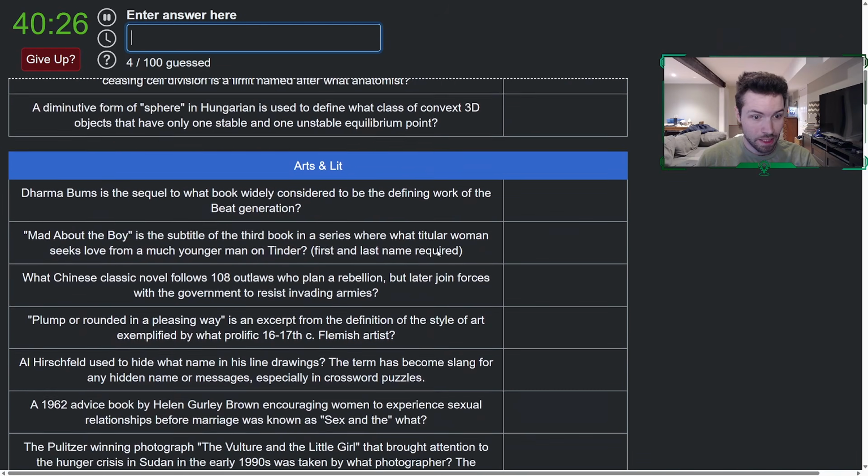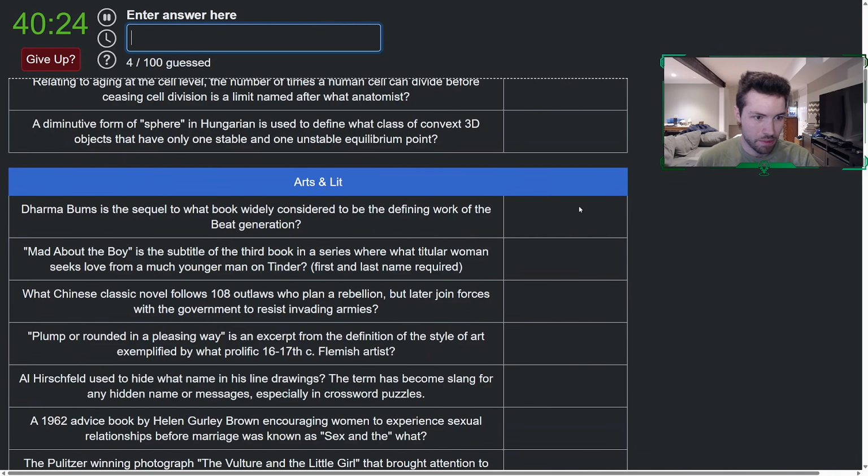So unfortunate. Dharma Bums is the sequel to what book widely considered to be the defining work of the Beat Generation? Probably On the Road by Jack Kerouac. Mad About the Boy is the subtitle of the third book in a series where what titular woman seeks love from a much younger man on Tinder? Oh dear.